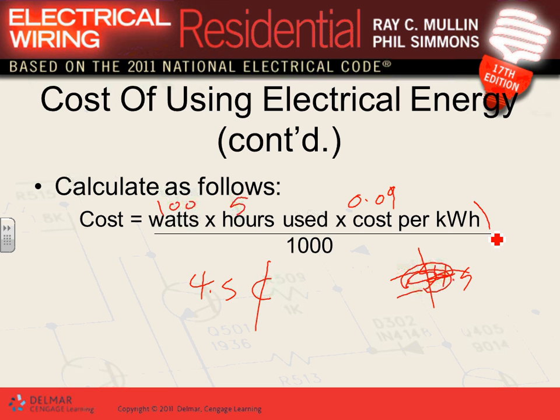So now multiply this by 30. Now that gets you a buck 35. This bulb by itself is going to cost you that much a month. Now add 10 bulbs at your house, and you can see how your bills start going up. Okay, so that's how we calculate the electricity.